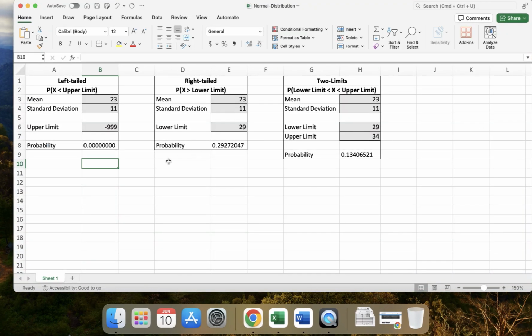I have the normal distribution open already. I'm plugging in the mean 10.2, standard deviation 1.4, lower limit 8, upper limit 12, and I'm getting a probability of 0.8427.